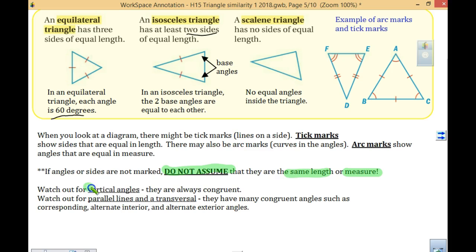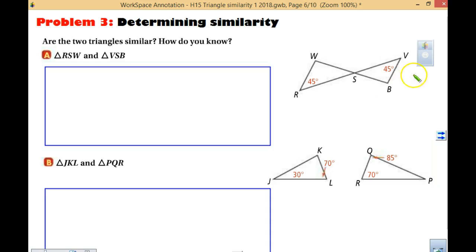Vertical angles are always going to be congruent. If you have parallel lines and a transversal, all the congruent angles that you have are your corresponding angles. You will also have alternate interior and alternate exterior angles. So these are going to be key as we are looking at our lesson.